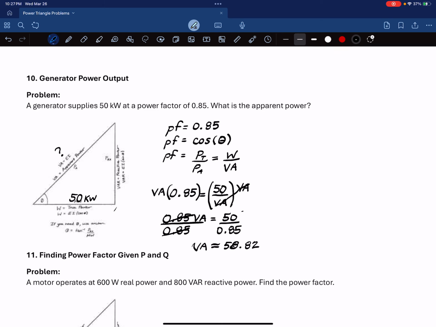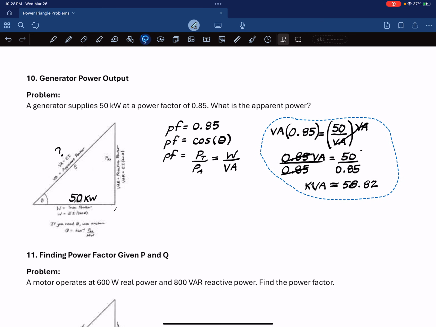And since we're dealing with kilowatts, we want to deal with that also in our apparent power. So we have solved this one. And I'm not sure why I thought I had to do more. So let me move this over here and give myself a little more room. Using the power factor, we were able to solve for apparent power.